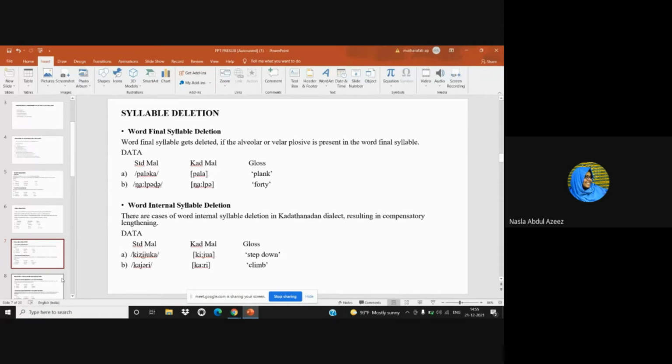Word internal syllable deletion is another type of syllable deletion, where the word internal syllable gets deleted in some cases, resulting in compensatory lengthening. That is, kiyuga becomes kiyua in Kadathanadan dialect. In standard Malayalam, in the word kiyuga, he gets deleted, and the preceding vowel e is lengthened here. The same case is happening in the word kayari. Kayari becomes kari. The second syllable ya gets deleted, and the preceding vowel a is lengthened here.